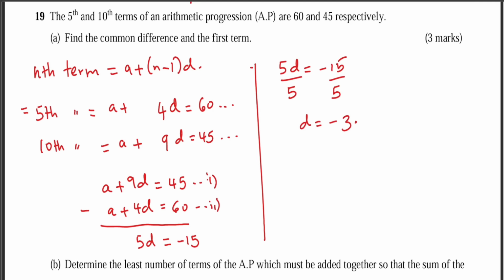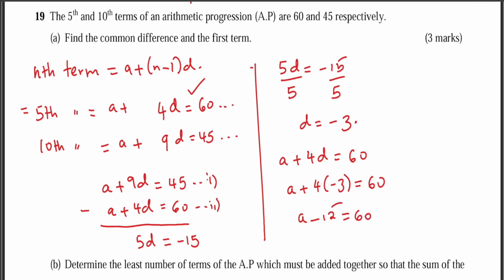Your A, waweza chukua either of the equations. Let me take this one. A plus 4D equal to 60. So A plus 4 times negative 3 equal to 60. 4 times negative 3 is minus 12, so A minus 12 equal to 60. So plus 12, A equal to 72. So A ni 72, D ni negative 3. So your common difference, wacha niandike hapa, is negative 3 and the first term is 72.